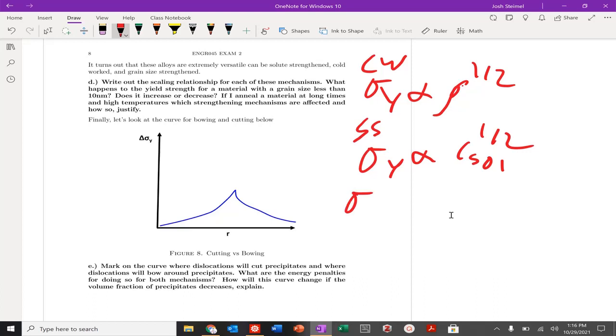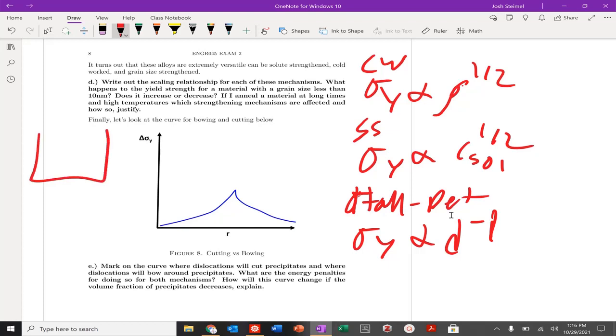For my grain size, or my Hall-Petch, essentially, we have this relationship, sigma y scales as d to the minus 1 power. And we can actually go dg to the minus 1. Yep. And then finally, for the precipitate strengthening, we have this cutting and bowing relationship. So, got that. What happens to the yield strength for a material with grain size less than 10 nanometers?